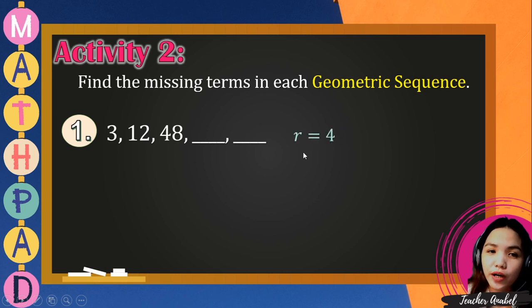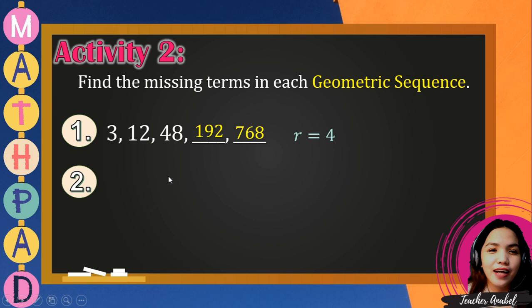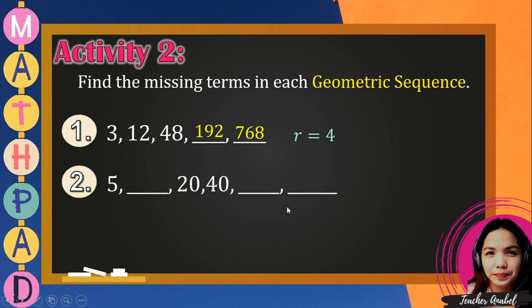So, therefore, we can find the fourth term by multiplying 48 by 4. And 48 times 4 is 192. 192 times 4 is 768. Okay, now let us have the next one. So what do you think is the common ratio of this sequence?